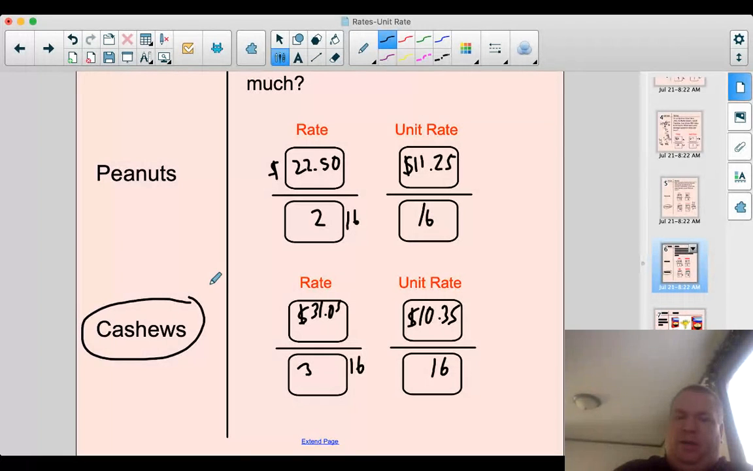Okay, if I know how much, I got to subtract. $11.25 minus $10.35 is 90 cents per pound. It's 90 cents per pound cheaper. I should get that by subtracting.